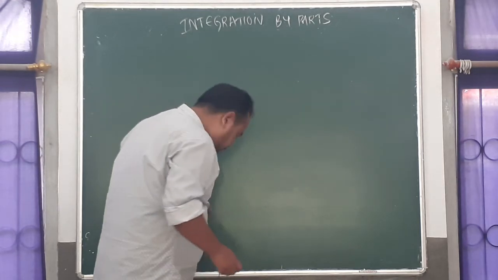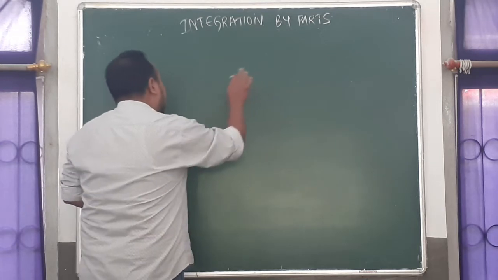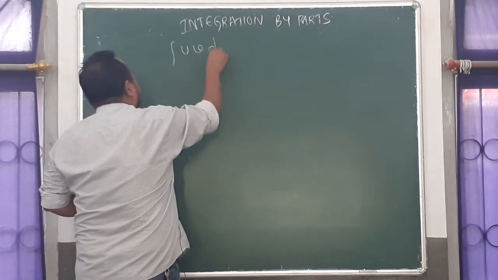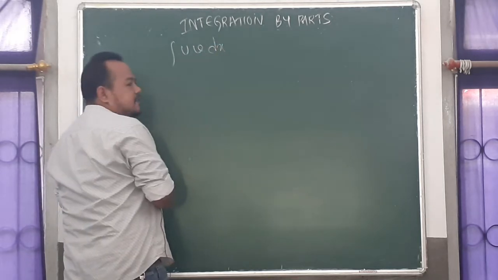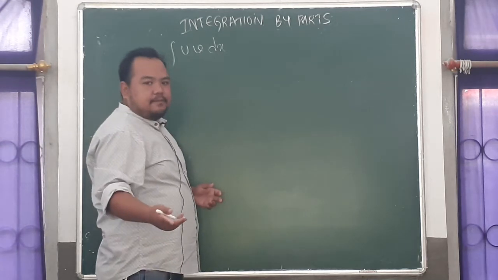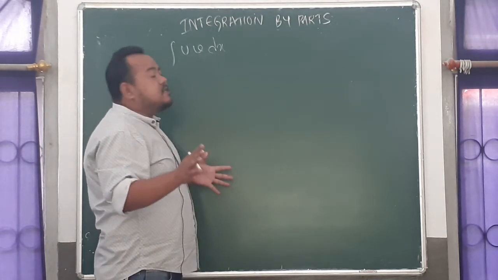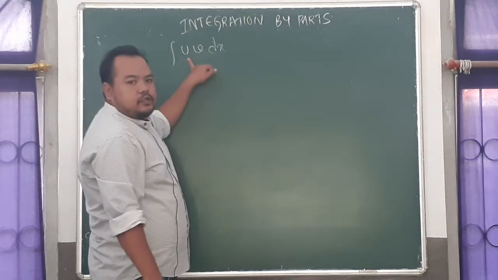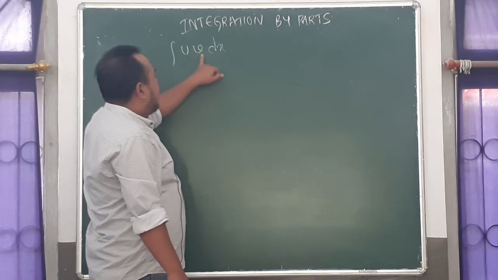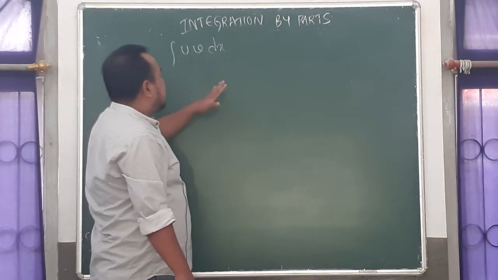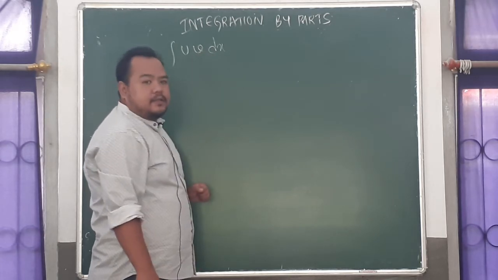Is that clear? Whenever the question is of the form integration u dot v dx, that means there are two functions being multiplied with each other, but please keep in mind that substitution should not be applicable. When you differentiate the first function, you don't get the second, and when you differentiate the second function, you don't get the first. In such a case, we use integration by parts.